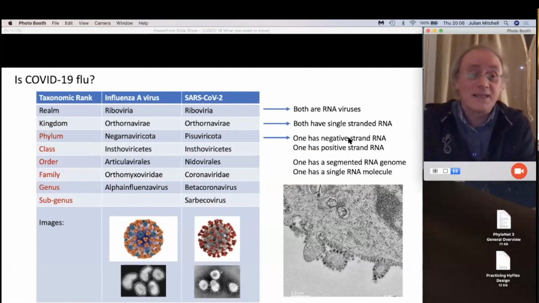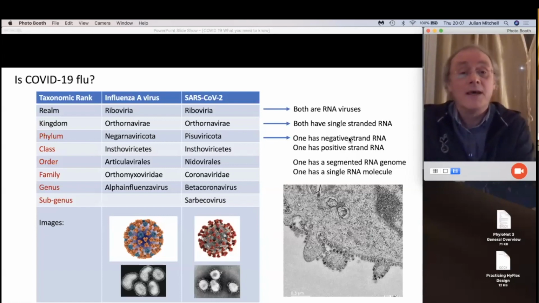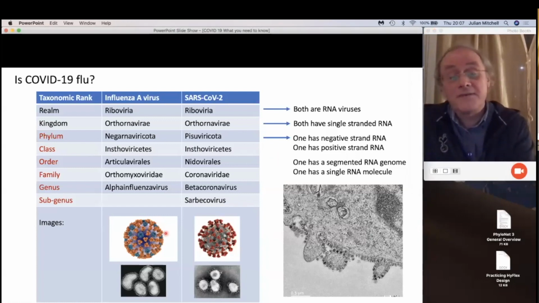And my answer to that is no, it is certainly not. The causative agent of flu is the influenza virus, of which there are 3 types, A, B, and C. I put A up on my little table there. Whereas the causative agent of COVID-19 is a virus that's known as SARS-CoV-2. Now, these are very different viruses, although if you look at the pictures I put underneath, they look quite similar. In fact, they're a similar size, but they're not the same.